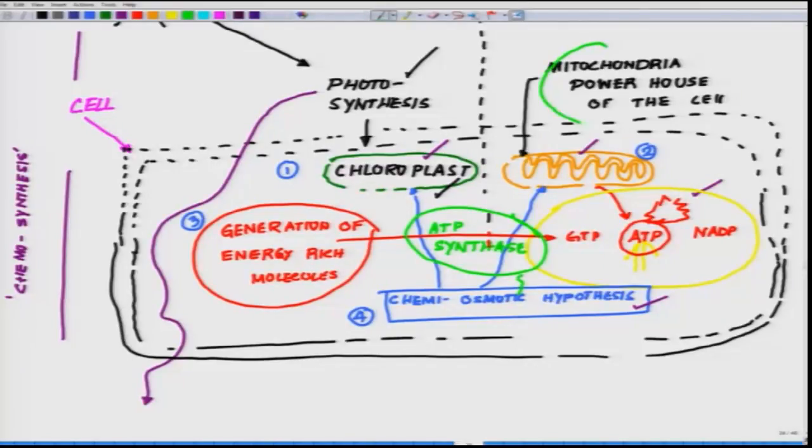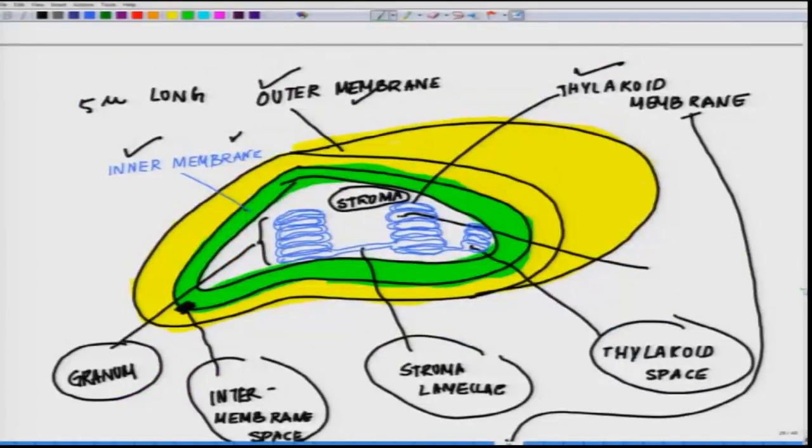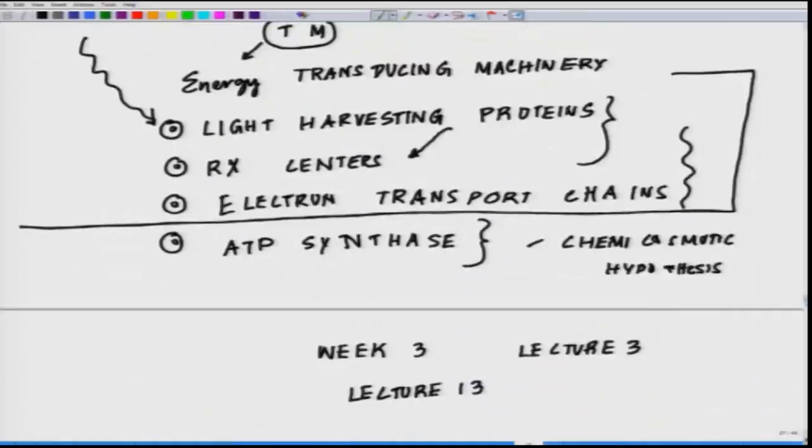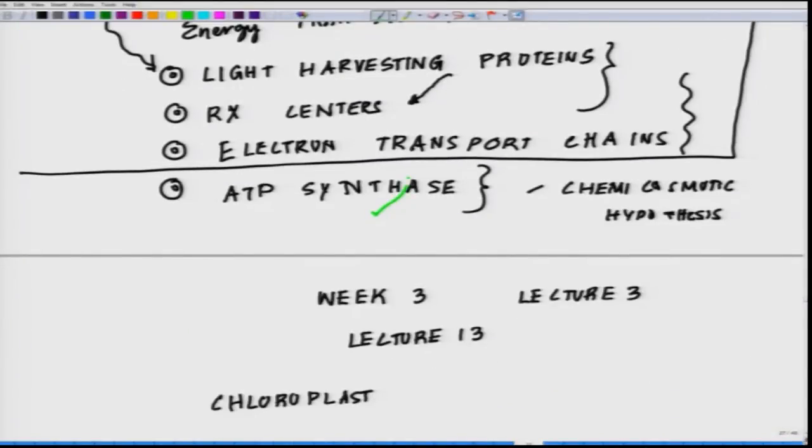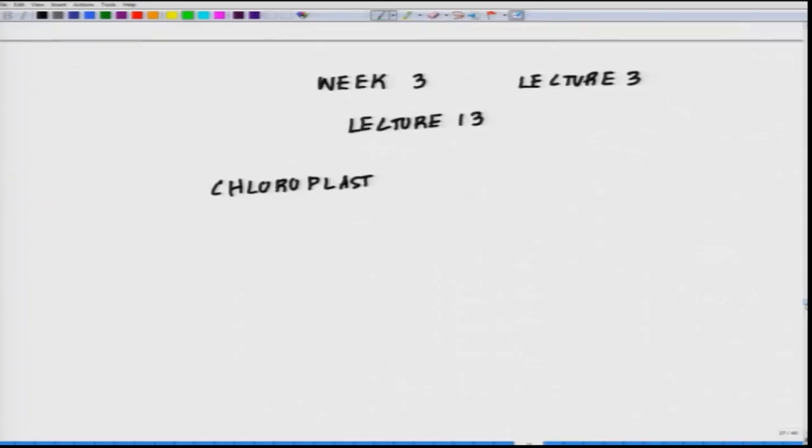And another system is the mitochondria, which is non-light dependent, and it does it in a different way, and we will talk about it. So this is where it falls in the global scheme of things. That's why I did not introduce this earlier; slowly I wanted to come to it. Now ATP synthase in the chloroplast is located in the thylakoid membrane. Okay.